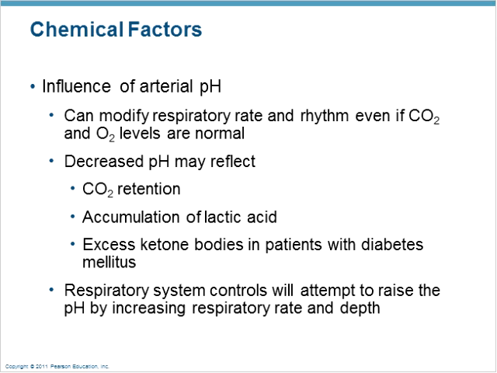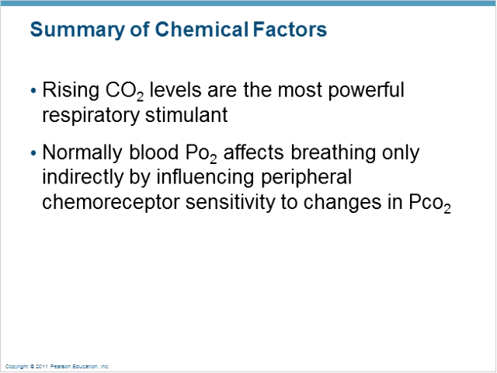Some influence of arterial pH. pH can modify the respiratory rate and rhythm even if CO2 and oxygen levels are normal. A decreased pH may reflect CO2 retention, accumulation of lactic acid, or an excess amount of ketone bodies in patients who have diabetes mellitus. The respiratory system controls will attempt to raise the pH by increasing the respiratory rate and depth. So they're trying to raise the pH by increasing the respiration rate and depth, thus blowing off CO2 to try to equalize that balance.